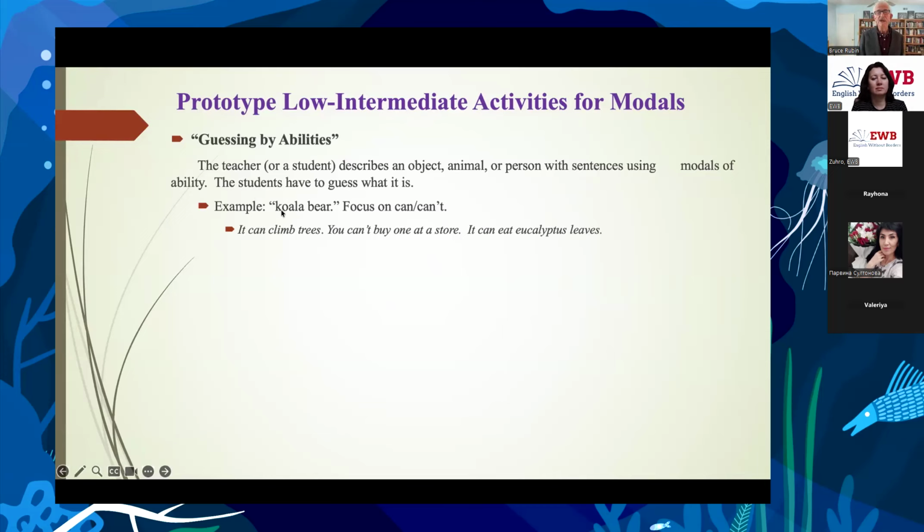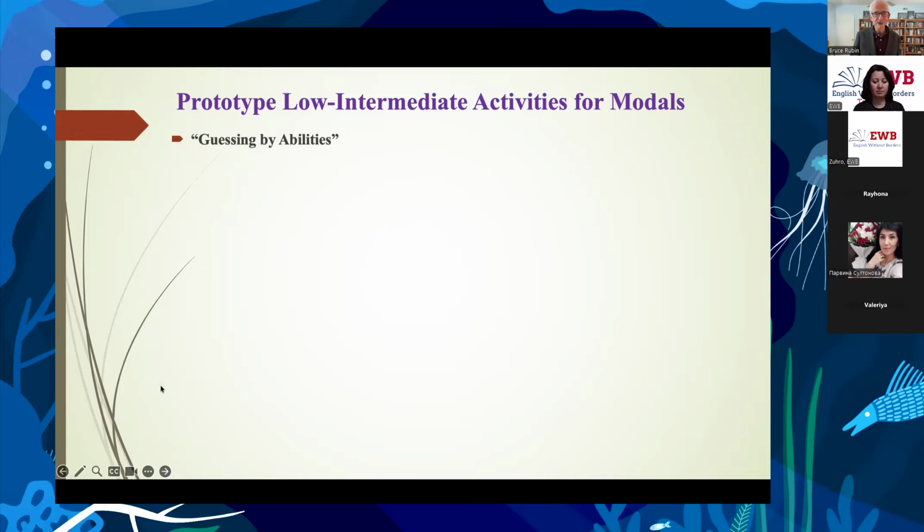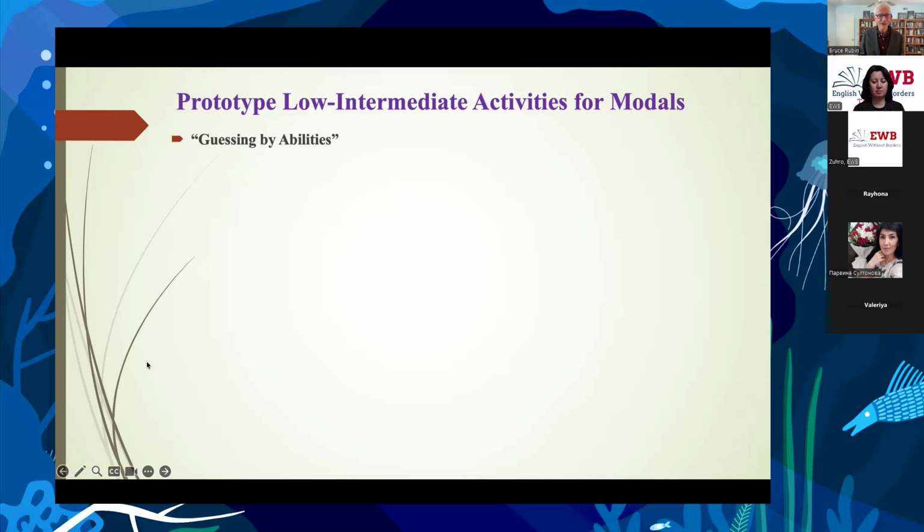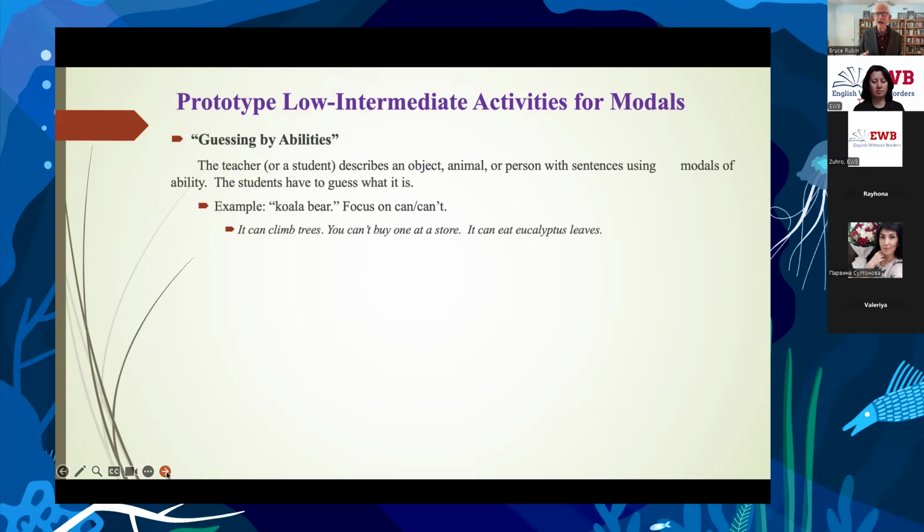For example, you say koala bear, a type of small, cute little bear that lives in Australia. I think it's part of the logo for Qantas, the Australian airline. So you focus here on can or can't. And again, the teacher says it can climb trees. You can't buy one at a store. So far, I don't think anybody could guess. But then you might say it can eat eucalyptus leaves. Somebody might know it's a koala bear. But you go on like that until students guess.